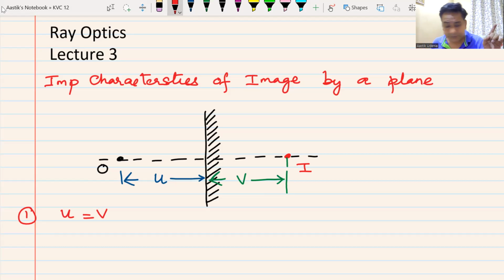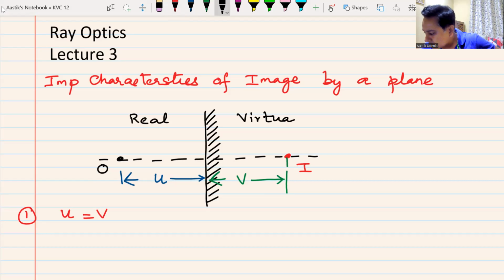Remember, there are different ways of saying this. Sometimes we may call this side the real side and this side the virtual side. Do we remember this, beta? I told you different ways of saying the same thing. Real side, virtual side. So the object is on the real side, the image will be formed on the virtual side. I hope we all understand this.